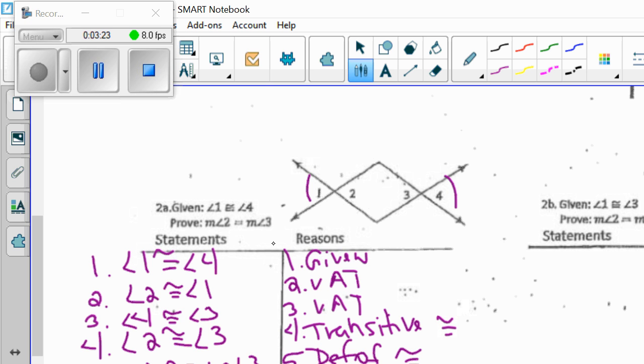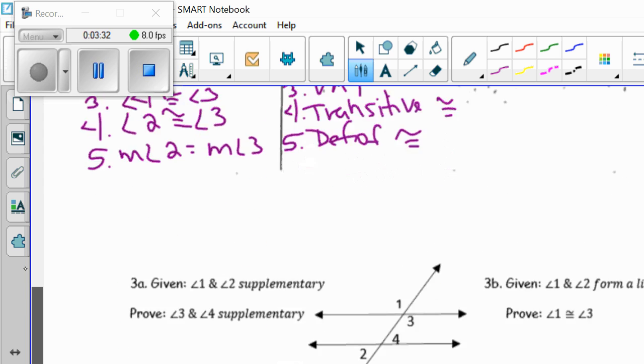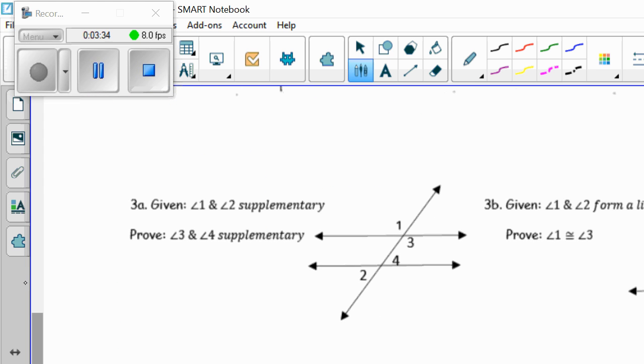So 1 and 2 are very similar to one another. So 1B and 2B should be very similar for you. So now let's look at number 3. We have 3A and 3B. These are talking about supplementary. So we'll do 3A together.